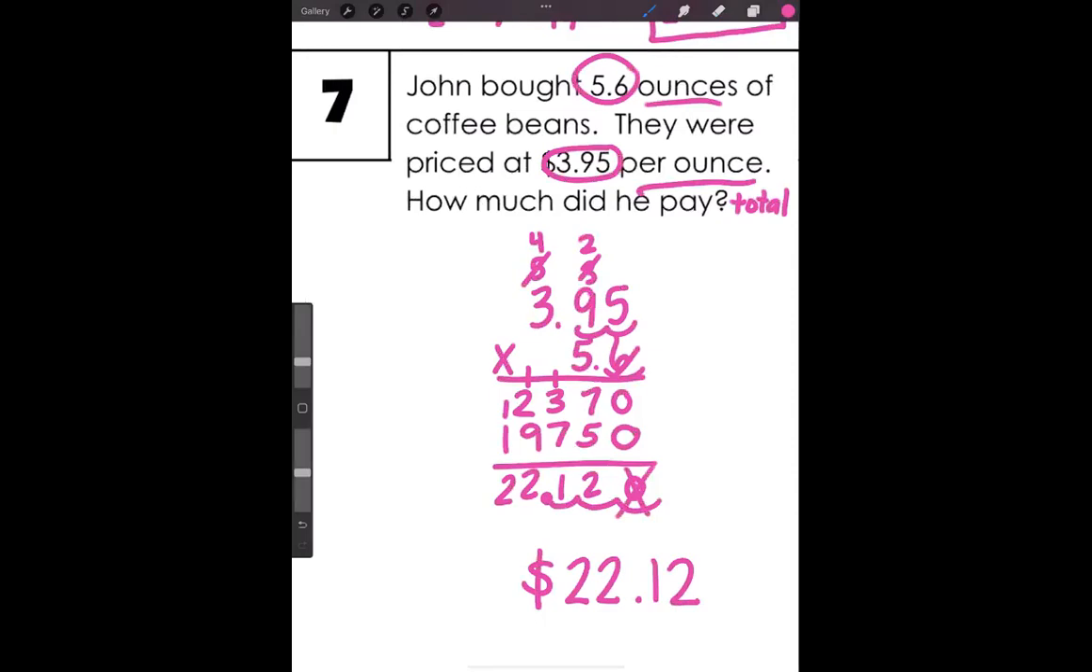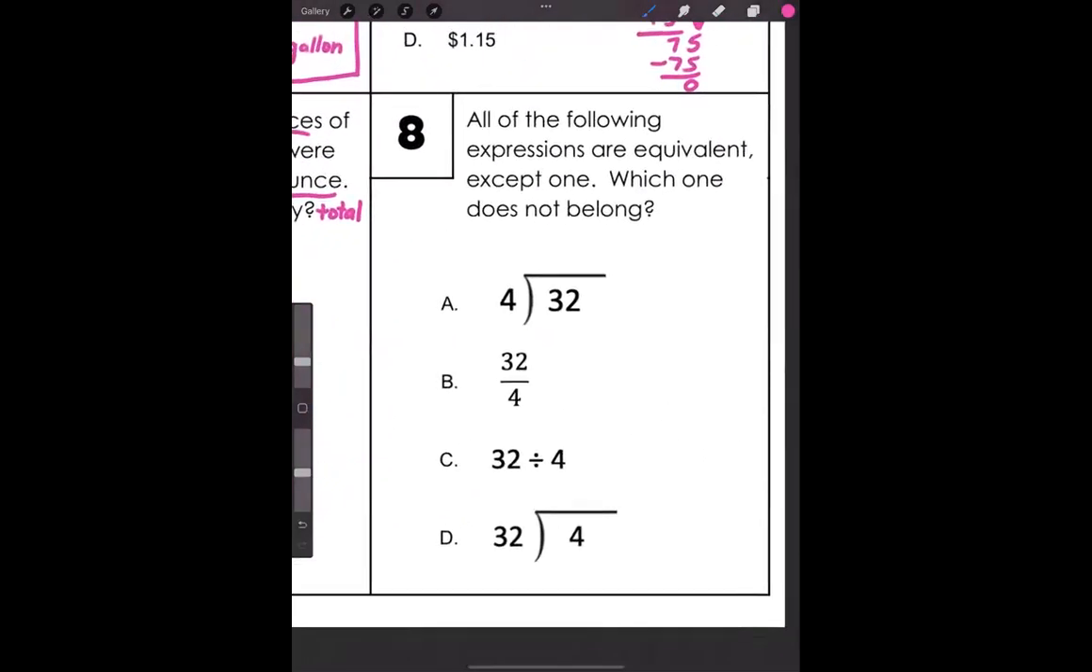Okay, last problem. All of the following expressions are equivalent except one. Which one does not belong? Okay, so something to think about is you know that those two can't be the same. And if only one doesn't belong, it's got to be that one. So let's look at the 2 in the middle. 32 divided by 4. Remember, this fraction bar also means division. So 32 divided by 4. So these two are the same.